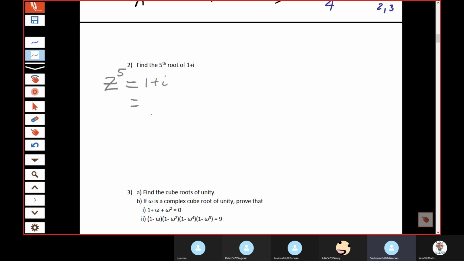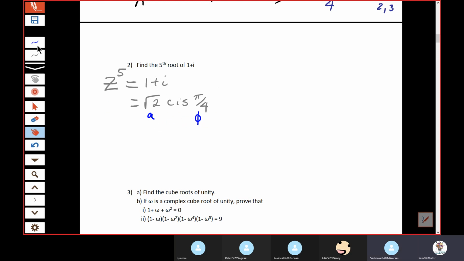Put it in mod-arg form. What does root 2 represent? What letter have we used? A. And this one? Phi. Just to make something clear, maybe your teachers won't use A and phi. That doesn't mean you change your method. Just keep it uniform, go over our work and you're done.